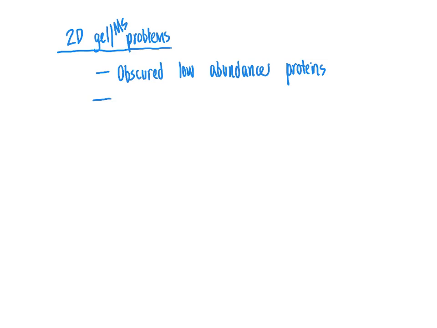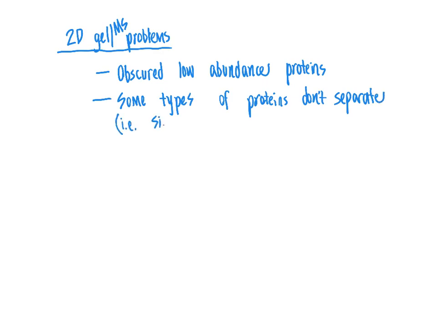Kind of along these same lines, some types of proteins are not separated or resolved at all using this two-dimensional technique. So some types of proteins don't separate well. Particularly if you have a large class of proteins that have the same or very similar PI values and also very similar molecular weights, they won't be able to resolve on a 2D gel, since a 2D gel relies upon differing PIs and molecular weights.